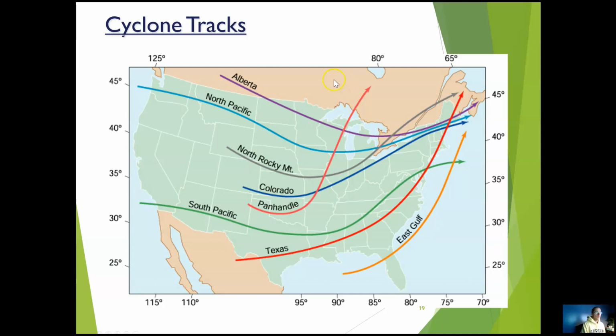And so again, looking at where do these originate? Lee of terrain, Alberta. Lee of terrain, North Rockies. Lee of terrain for the Colorado and Panhandle. Over water, North Pacific, South Pacific. East Gulf for Texas lows. West Gulf for Texas lows, and then East Gulf lows as well.